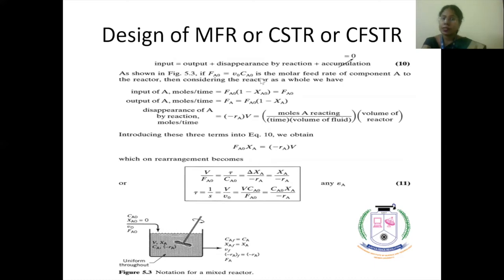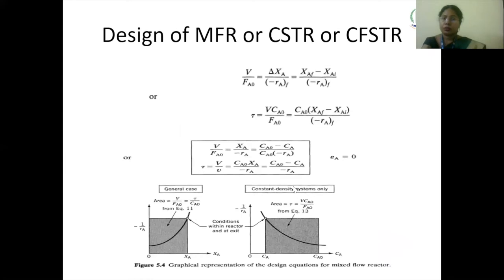So substituting all these terms in the main equation, we'll be left with Fa naught Xa is equal to minus Ra into V. This can be rearranged to be V by Fa naught is equal to tau by Ca naught is equal to Xa by minus Ra. In terms of the different forms of tau, it becomes tau is equal to 1 by S, V by V naught is equal to V Ca naught by Fa naught is equal to Ca naught Xa by minus Ra. This can also be written for constant volume reactions as V by Fa naught is equal to Xa by minus Ra is equal to Ca naught minus Ca divided by Ca naught into minus Ra, and it has to be represented in terms of a graph.